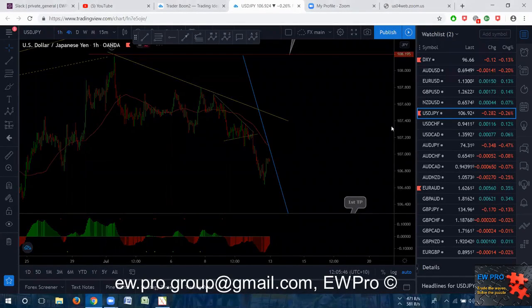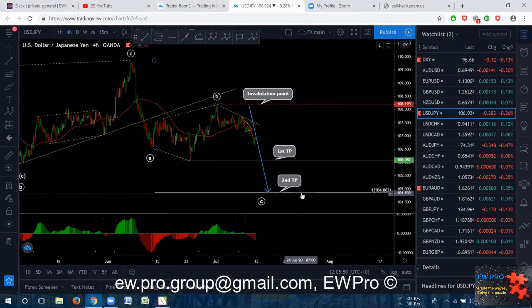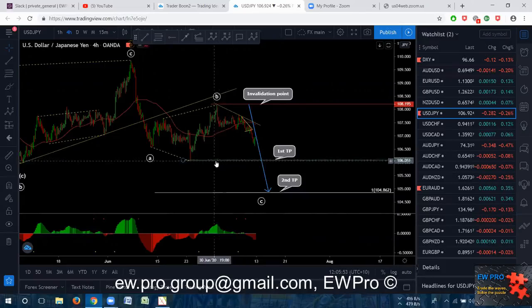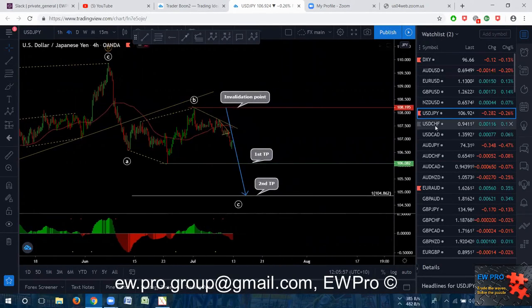Like I said, I'm looking for these targets to be hit. First and second target. Here's your H4 target. You definitely want to be moving to break even or take half off at the first TP.